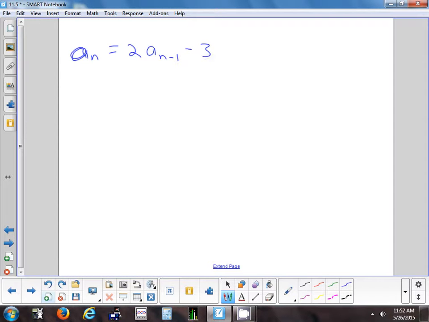Okay, so here's a sequence. Okay, let's list out the first few terms. I gotta give you a starting term. Let's let the starting term be 4. Okay, let's list out the first few terms, see if we can come up with the formula, and then prove that that formula is correct.